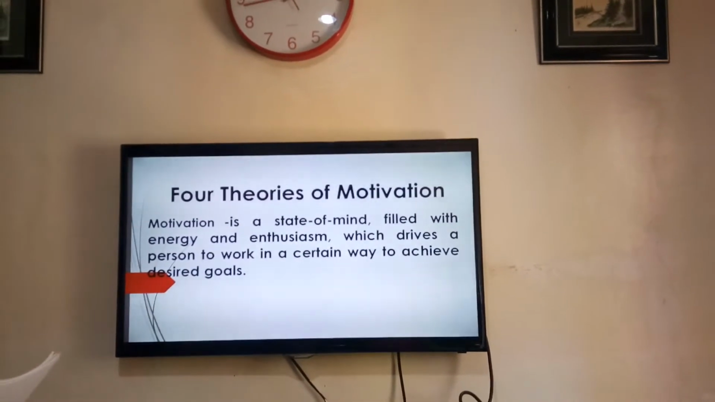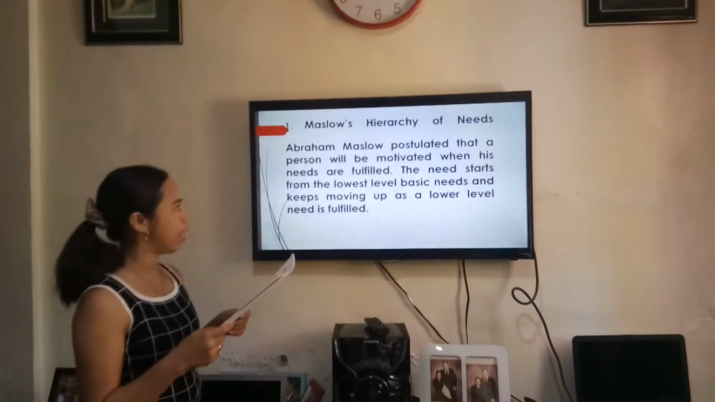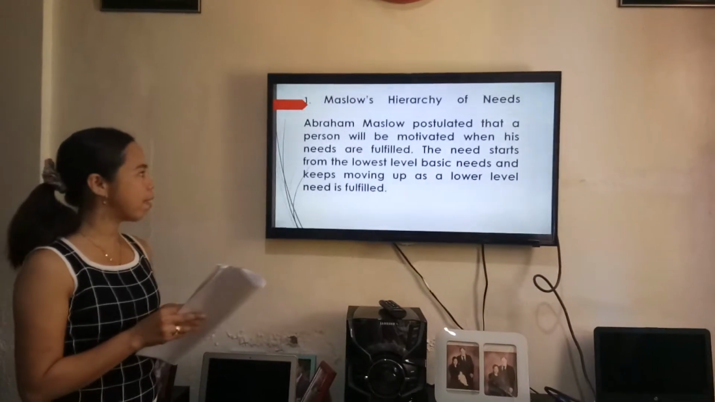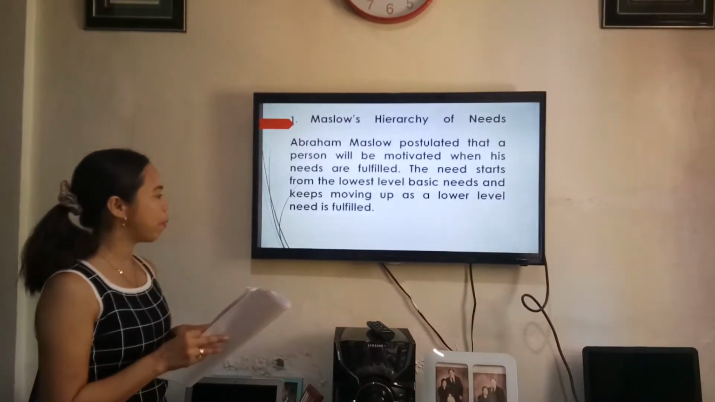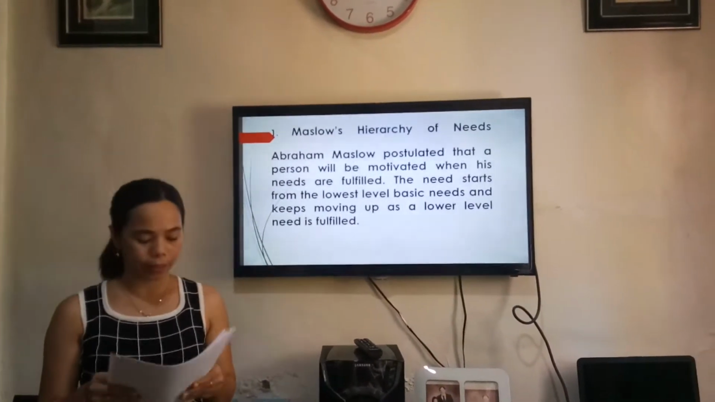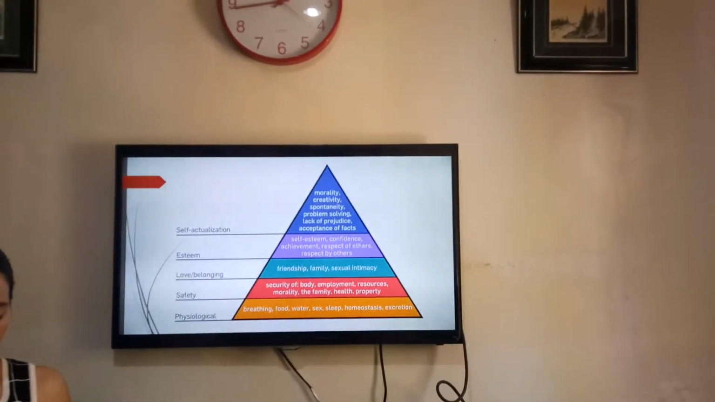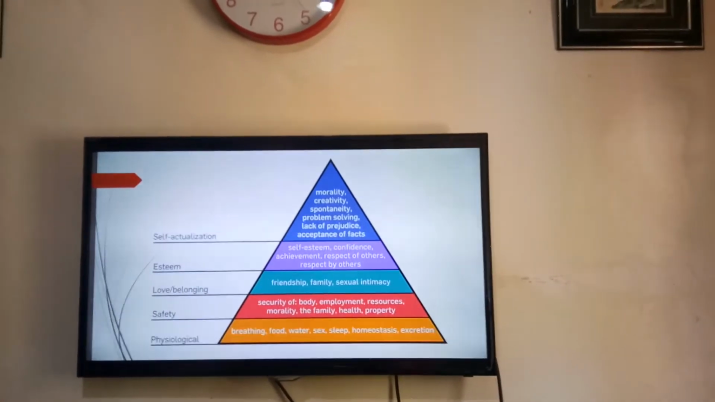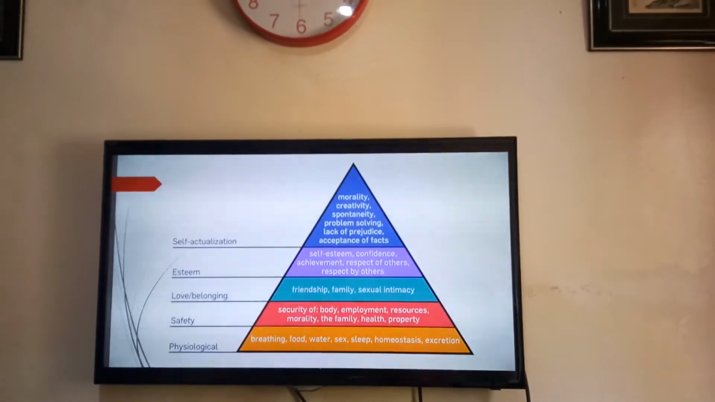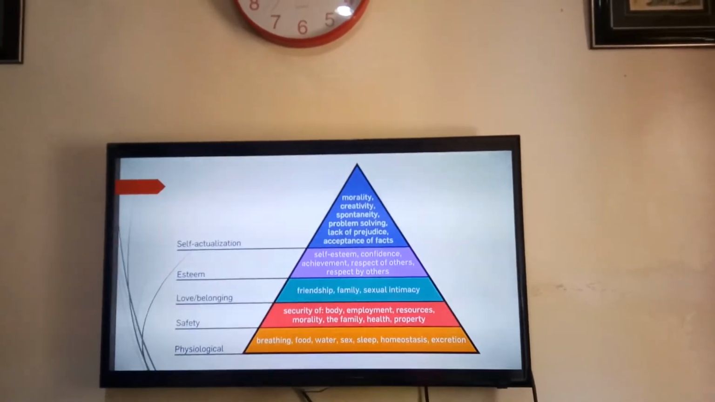Okay, so we have here the first theory of motivation, Maslow's hierarchy of needs. Abraham Maslow postulated that a person will be motivated when his needs are fulfilled. The need starts from the lowest level basic needs and keeps moving up as a lower level need is fulfilled. First, we have physiological, that is the physical survival necessities such as food, water, and shelter. Then we have safety. Safety is protection from threats, deprivation, and other dangers.